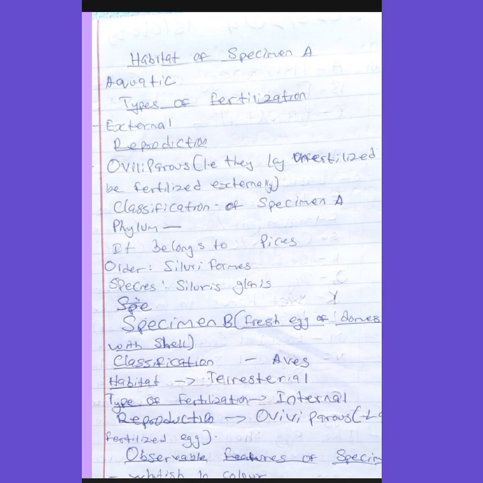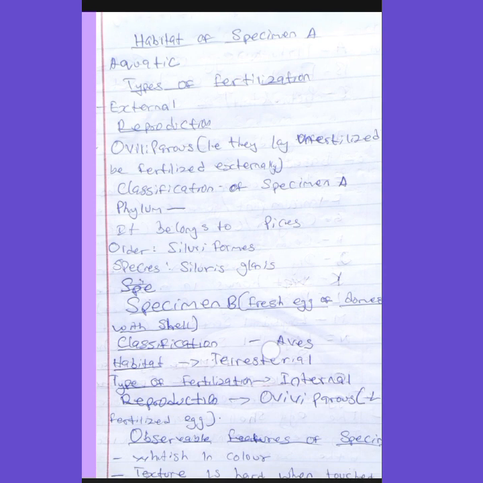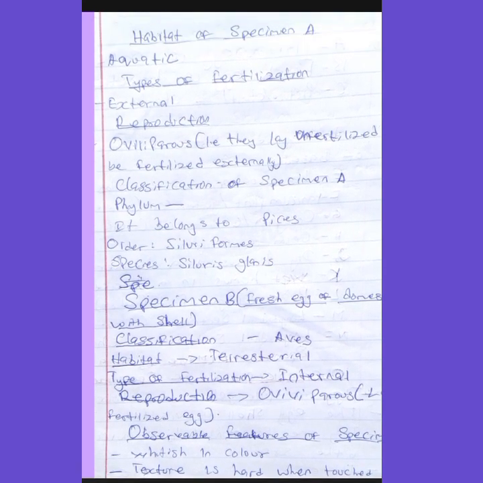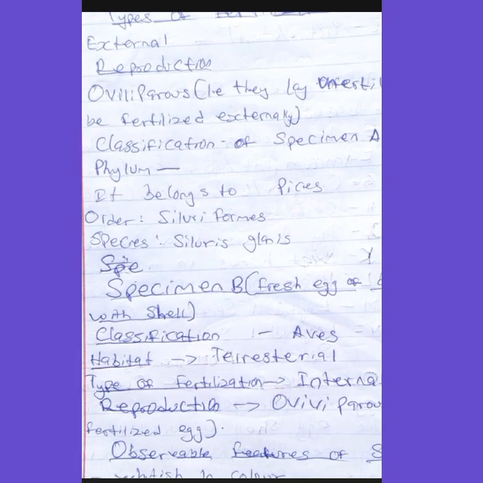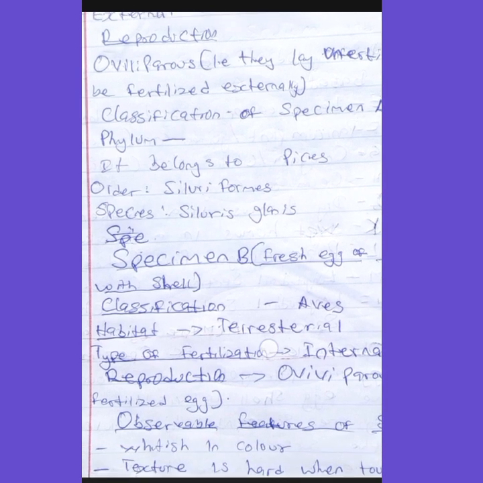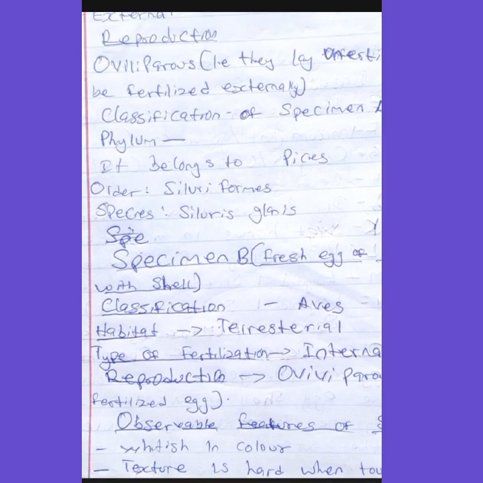So we have the classification of specimen A. It belongs to Pisces. We all know that. Their order is Siluriformes. Then the species is Silurus glanis. Now, let's move to specimen B.